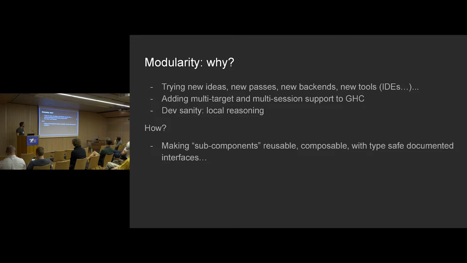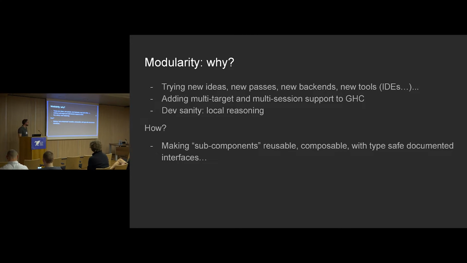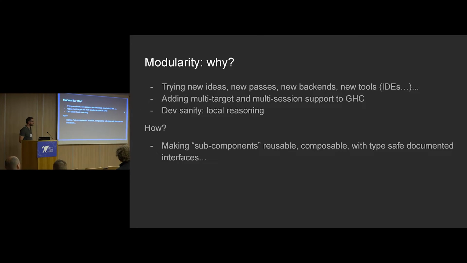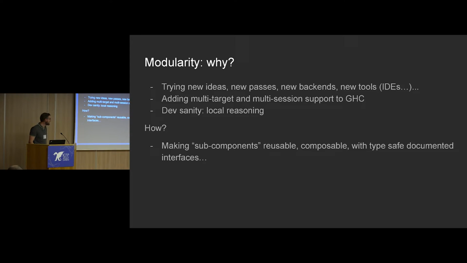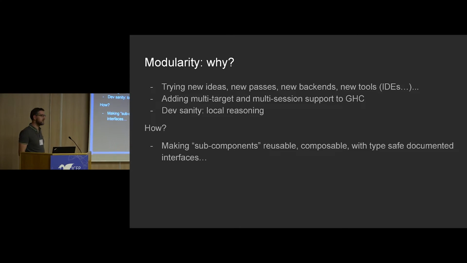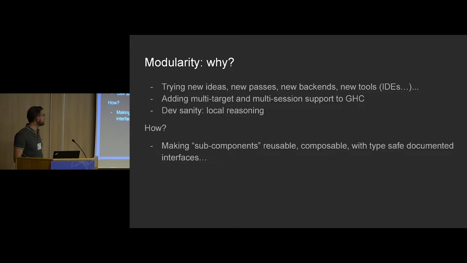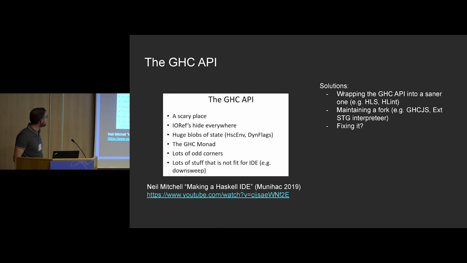So first, why do we want to make GHC more modular? Gargo's talk this morning was a perfect introduction to this one, because we would like to adapt it for new use cases, new tools. At IOG, our particular use case is to make it better for cross-compilation. So we want to make it multi-target and things like that.